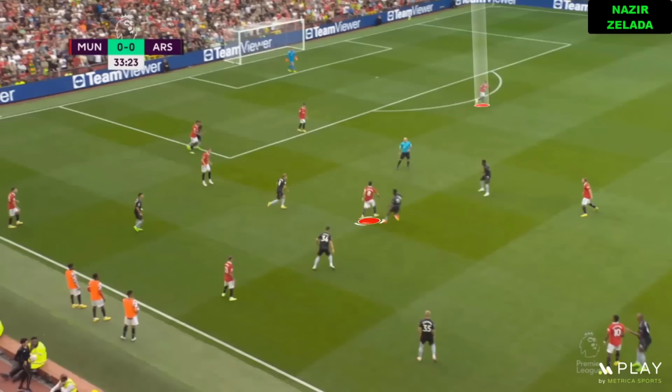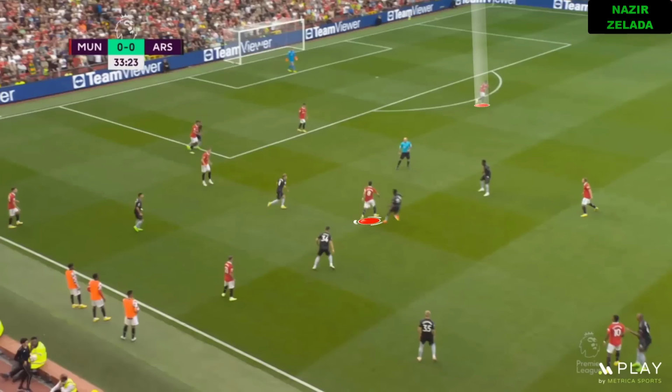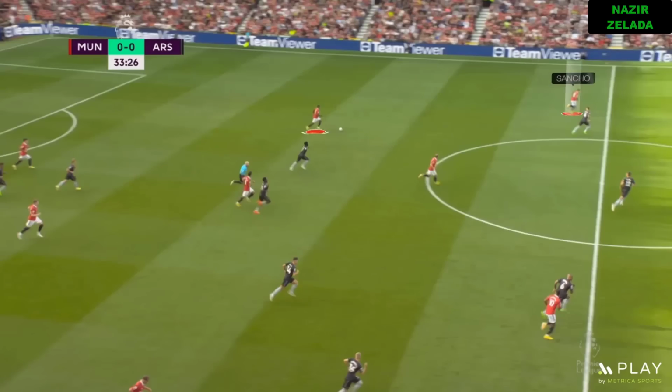When United recovered the ball in Zone A, they were strong in offensive transitions, since Arsenal overloaded one side in order to press. However, they left space on the opposite flank and Malacia and Sancho took advantage of it.